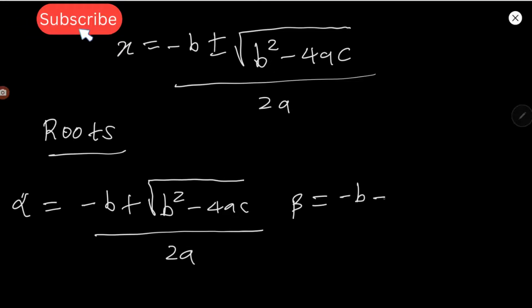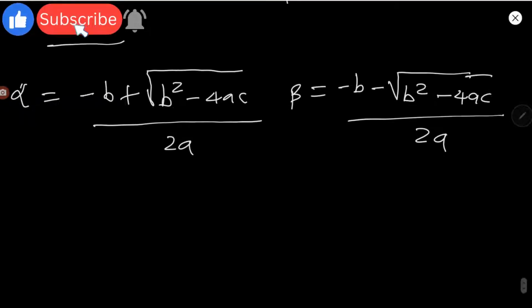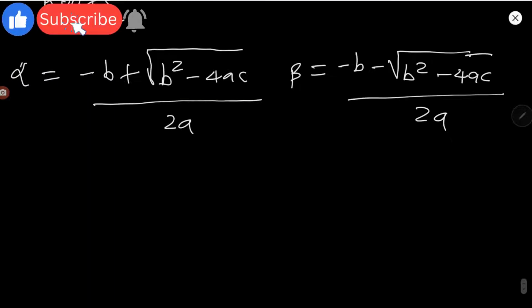minus b minus the square root of b squared minus 4ac over 2a. So we call these two roots alpha and beta. So there are two things that we are concerned with for these roots.